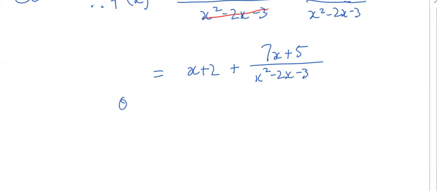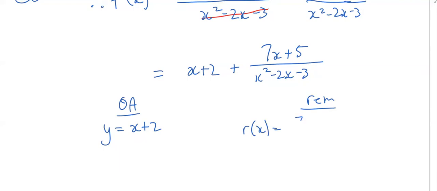So my oblique asymptote is y equals x plus 2, and my remainder is r at x equals 7x plus 5 over x squared minus 2x minus 3. So can we always assume that second part will always go to 0? Yeah. But if for some reason you did it and you didn't have a bigger degree on the bottom, I would be wondering what went wrong. Oblique asymptote testing.